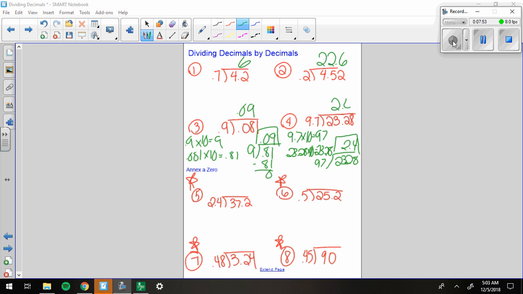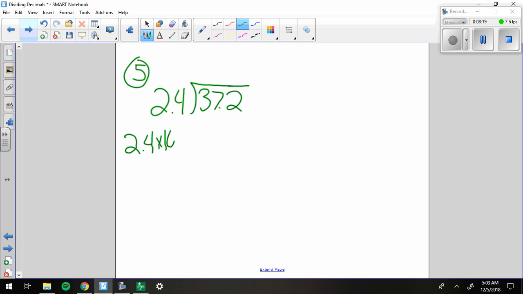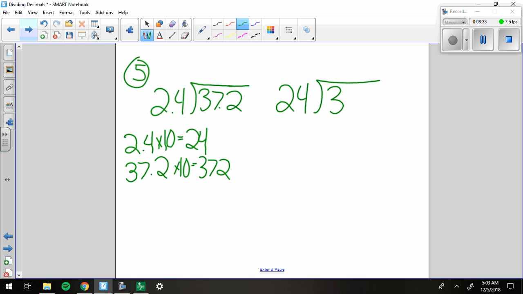what we've all been waiting for. Annexing zeros. It works the same way, but there's just that added step in. I'm just going to go to a new page, but I'm still on that page right there. So 5 was 37 and 2/10 divided by 2 and 4/10. First things first, 2 and 4/10, I have to multiply by 10 to get 24. 37 and 2/10 times 10 equals 372. So now I have 24, and my dividend is 372.